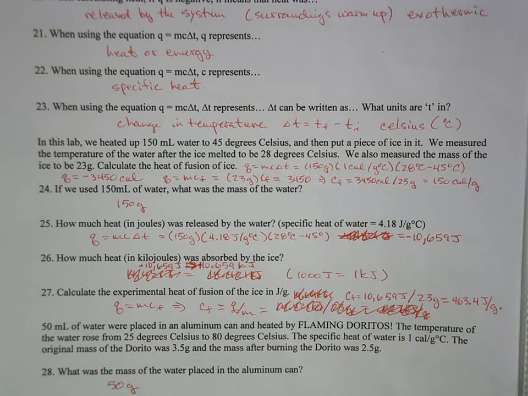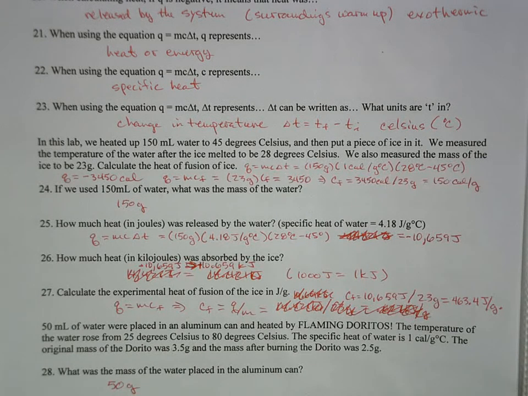Where did the heat go? It went into the ice to melt it. So the ice gets plus 10,000. But if we want to change it into kilojoules, we have to divide by 1,000. There are 1,000 joules in a kilojoule, 1,000 calories in a kilocalorie. So it's positive 10.659 kilojoules. And then if we want the heat of fusion, that would be Q divided by the mass.